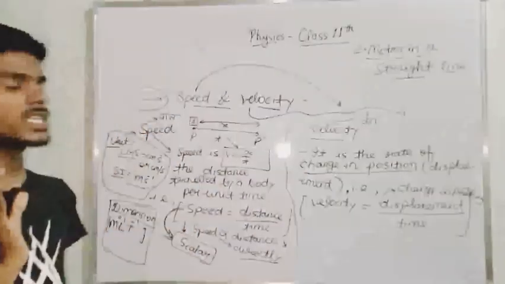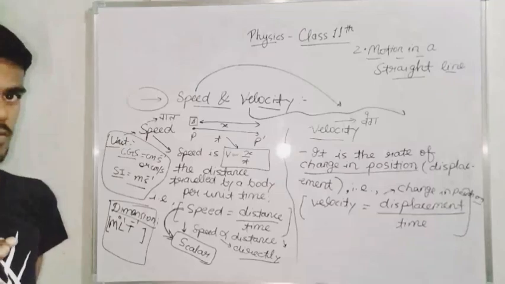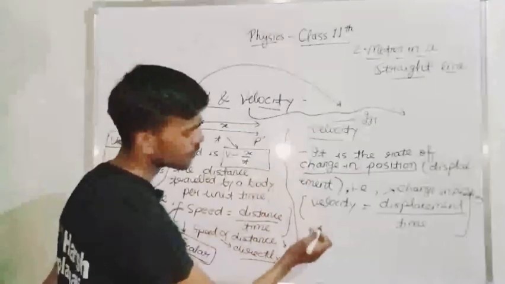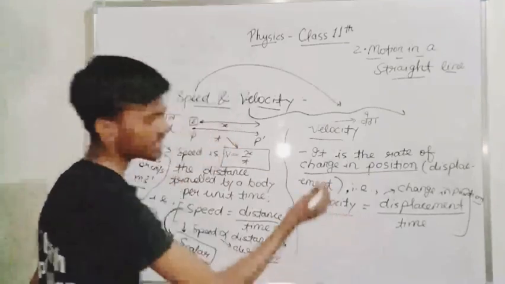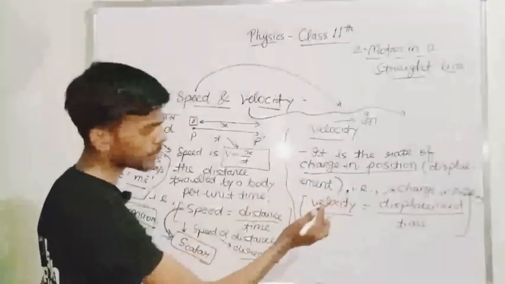Velocity is the rate of change in position or rate of displacement. Now if we define it in the form of a formula, then we have written it: velocity is equal to displacement upon time.